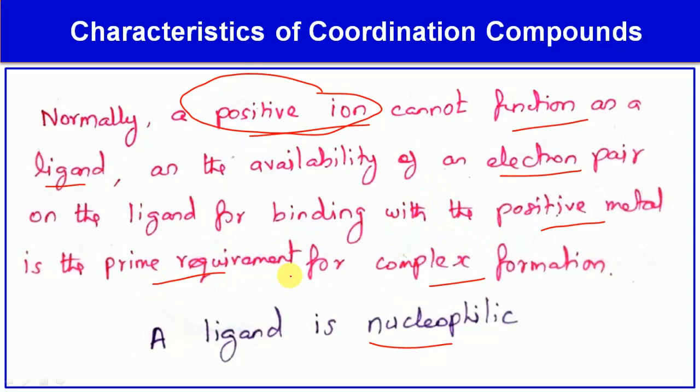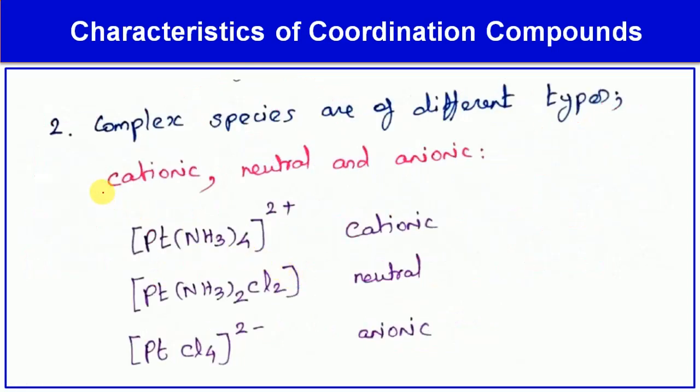A ligand is nucleophilic. This is the first point. Next, second point. Complex species are of different types: cationic, neutral, anionic. For example, [Pt(NH3)4]2+, this coordination compound is cationic. The second one, Pt(NH3)2Cl2, is neutral. And the third one, [PtCl4]2-, is anionic.